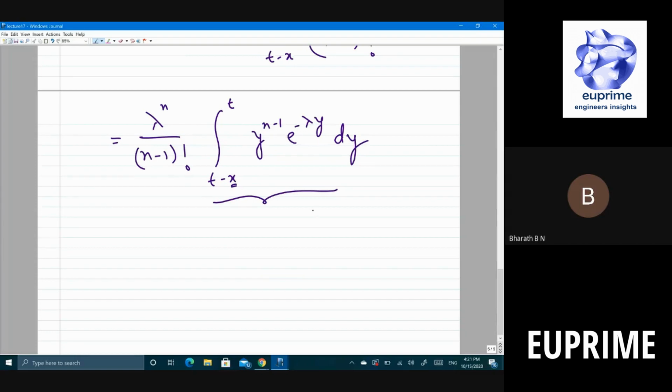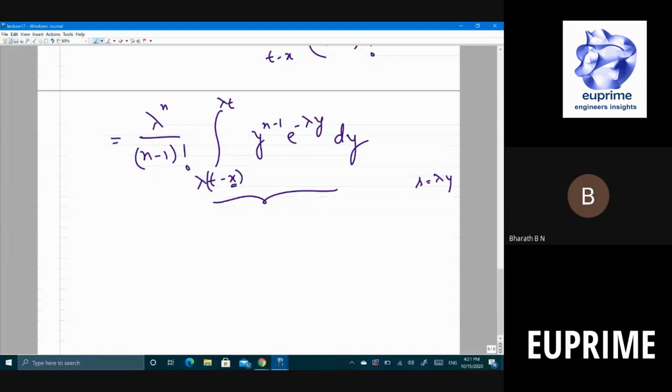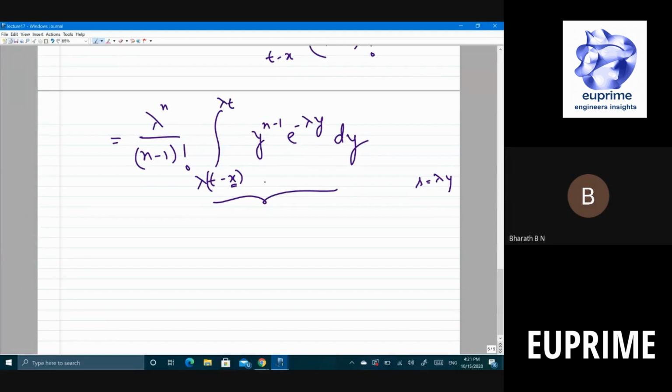Okay, so let me simplify it even further. Let s equal lambda y. Whenever y is t minus x, it will be lambda times (t minus x), right? Whenever y is t, it will be lambda t, right? And then y will be s by lambda, so we get lambda power n minus 1 here.